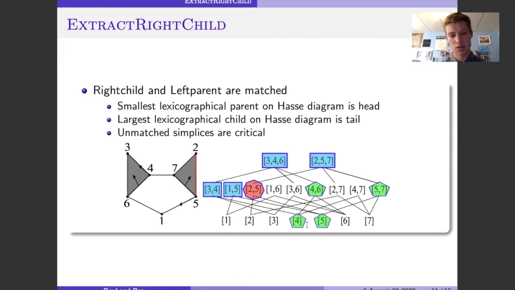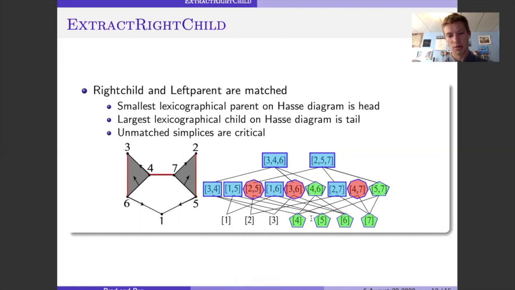So 3, 4 is going to be paired with its rightmost child 4. 1, 5 is going to be paired with its rightmost child 5. And then we're going to hit 2, 5, which is our first danger zone area. So 2, 5 is going to try to be paired with 5, its rightmost child, but we're going to check, is 2, 5 the leftmost parent of 5? It's not. It's not the smallest lexicographically valued parent of 5 in the Hasse diagram. So we have to call it critical.